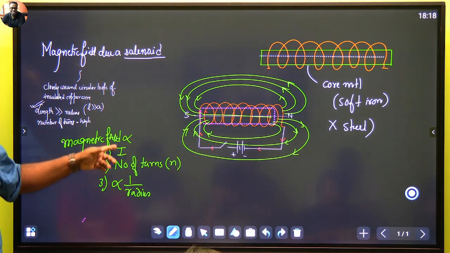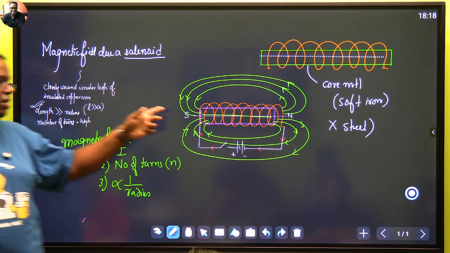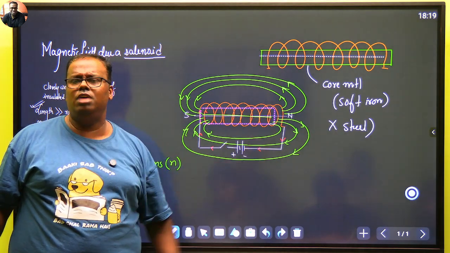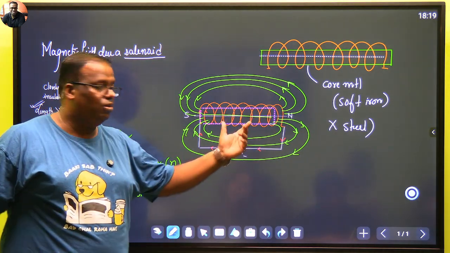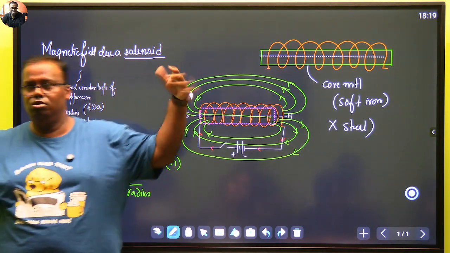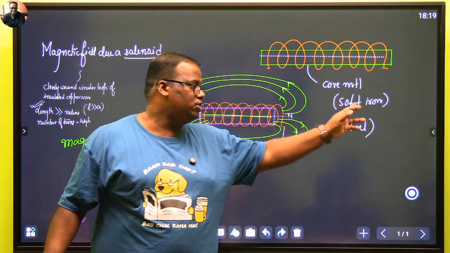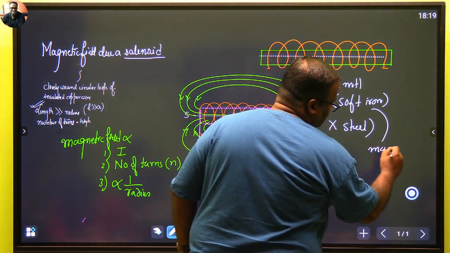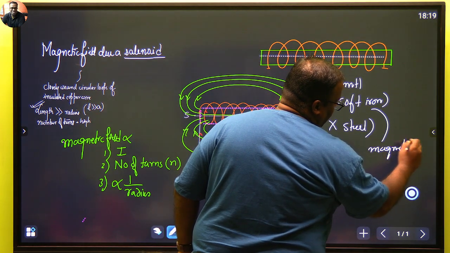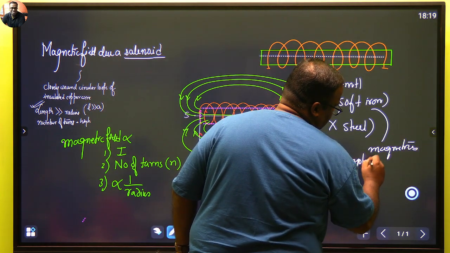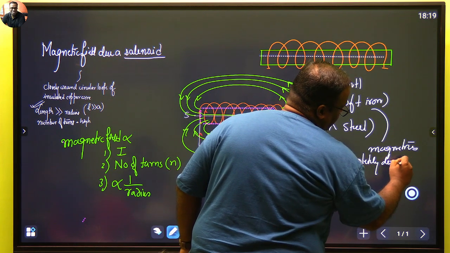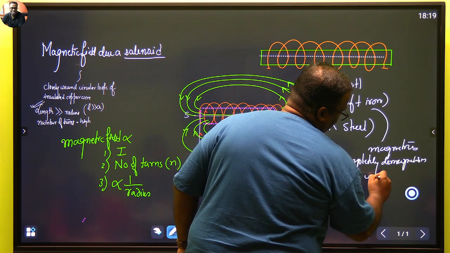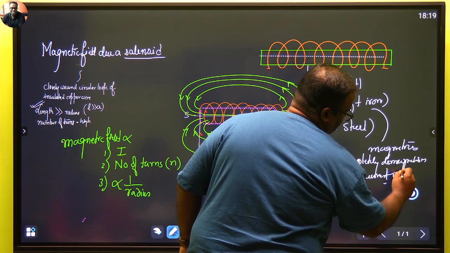Control the radius and control the current. I want my magnet to change polarity the time I want. Change the polarity of the current. And I want my magnet to be strong. And also, when I switch it off, it should lose all magnetization. That is done by soft iron. So what is the beauty of soft iron? Soft iron magnetizes and completely demagnetizes when current is turned off.